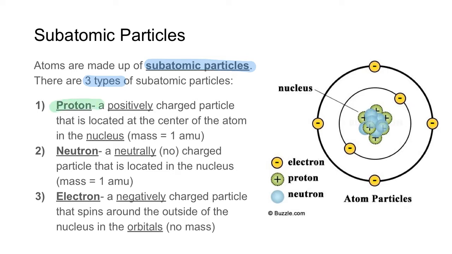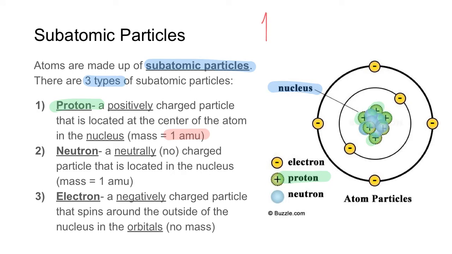The first type is the proton. The proton is a positively charged particle that is located at the center of the atom. So you can see in our little drawing over here, all of these little pluses. Those are protons. That area is called the nucleus. And so it's located in the nucleus, and it has a mass. So again, that's part of what makes it matter. It has a mass of 1 AMU.